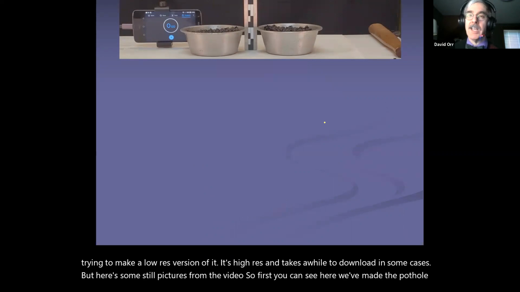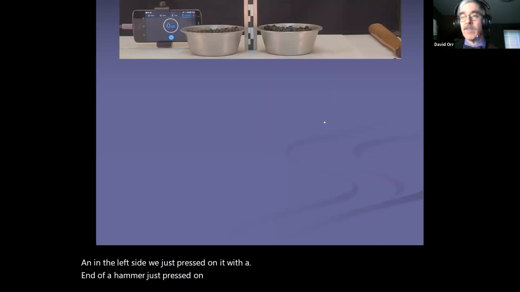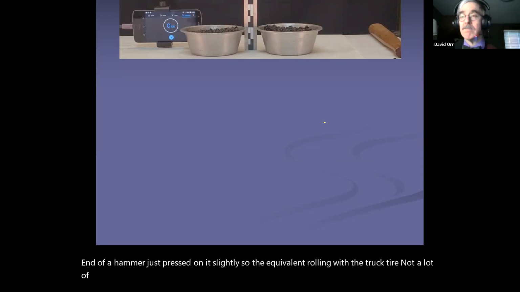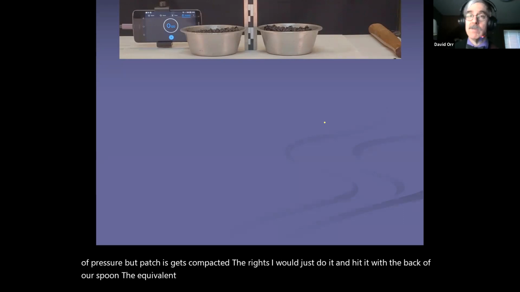And on the left side, we just pressed on it with the end of a hammer. Just pressed on it slightly, sort of the equivalent of rolling with your truck tire. Not a lot of pressure, but the patch gets compacted. On the right side, we just hit it with the back of our spoon, the equivalent of hitting it with the back of your shovel.